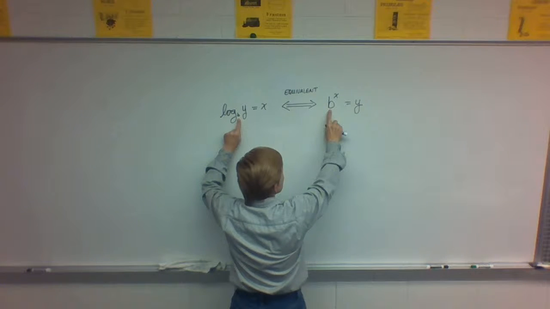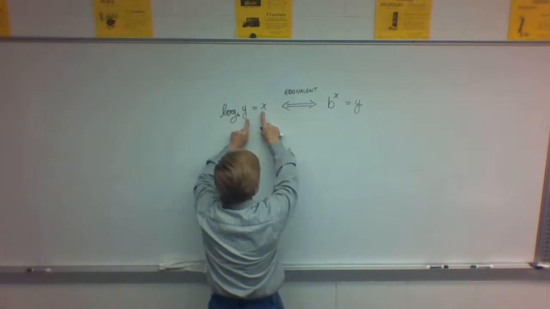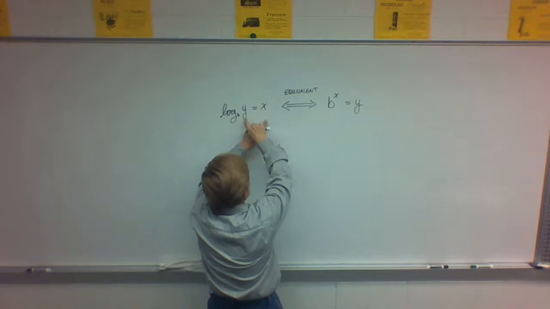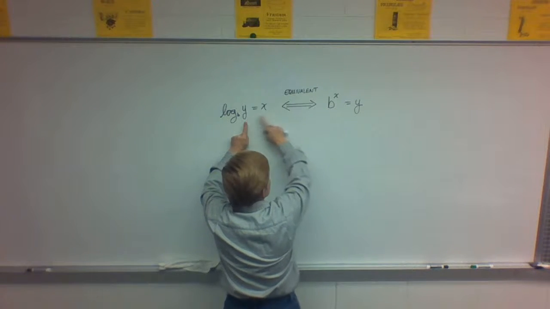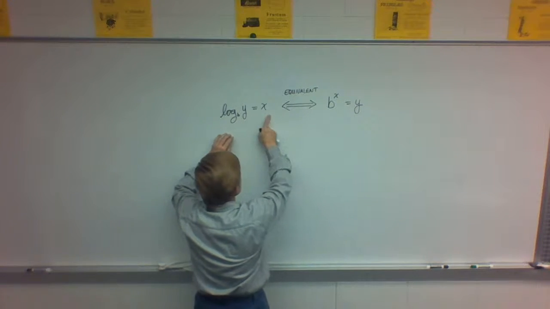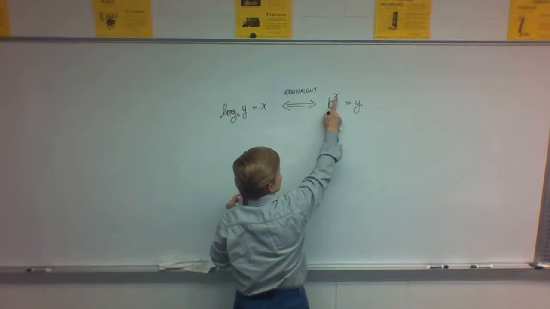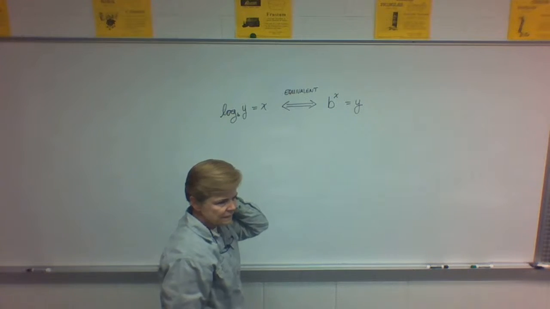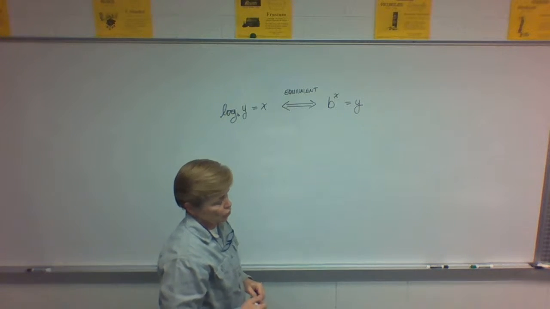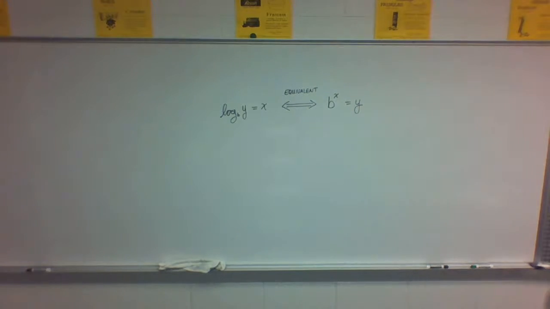And then, if you want to memorize how this goes, the X and the Y basically trade places. The X goes over here with the B, and the Y is the thing that gets isolated. This thing ends up over here, and this one ends up over here as the exponent. So you're going to have to practice going from one to the other. I'm going to leave that up there for a minute. And then we're going to try practicing on example 1.